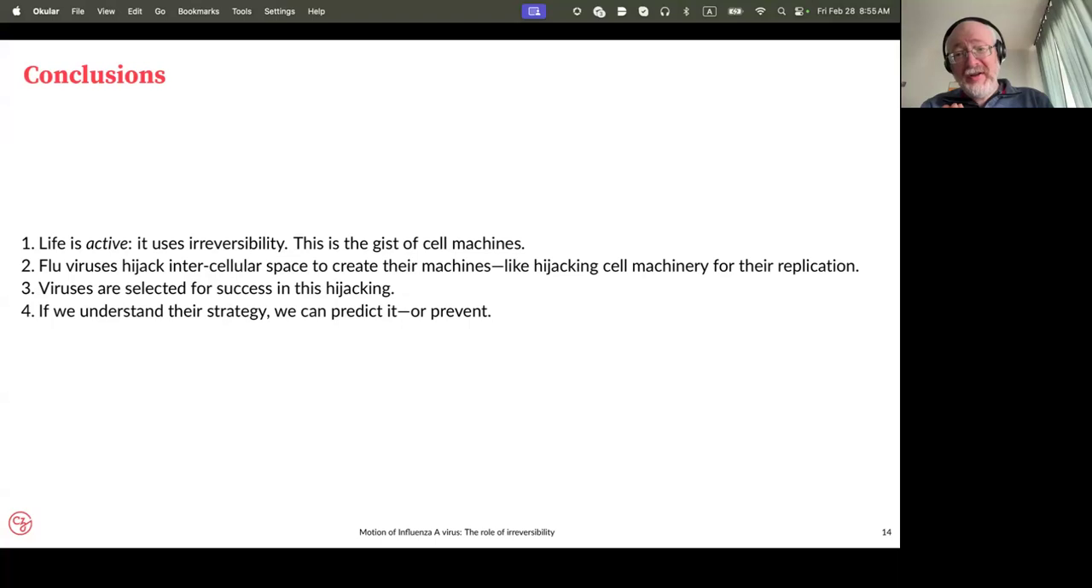And what we found is that viruses are selected for this process. Basically, it means that their parameters are such that this motion is fast. And because we now understand the strategy, we have another tool to predict and prevent the motion of viruses. So that's the gist of my talk, and I'm glad that I still have several minutes for questions.